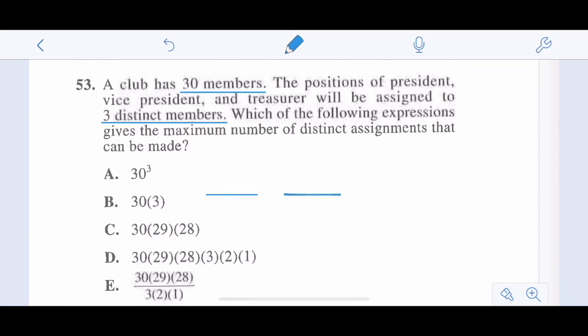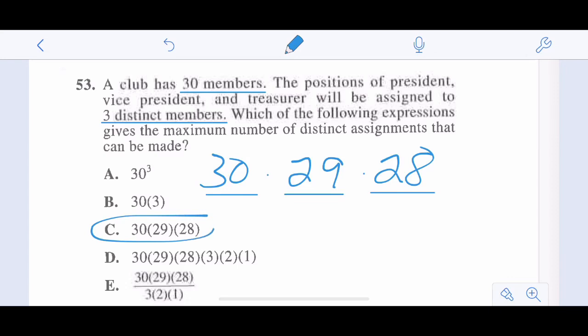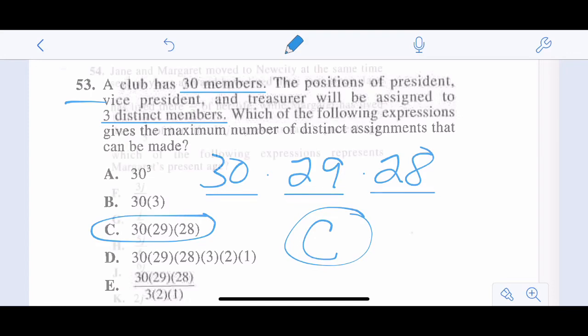So we have 3 positions, and for the first one we have 30 choices of people. Once that one's chosen, we can't choose the same person. So now we have 29, then we have 28. So 30 times 29 times 28, or choice C. Seems like a really easy question for number 53 somehow.